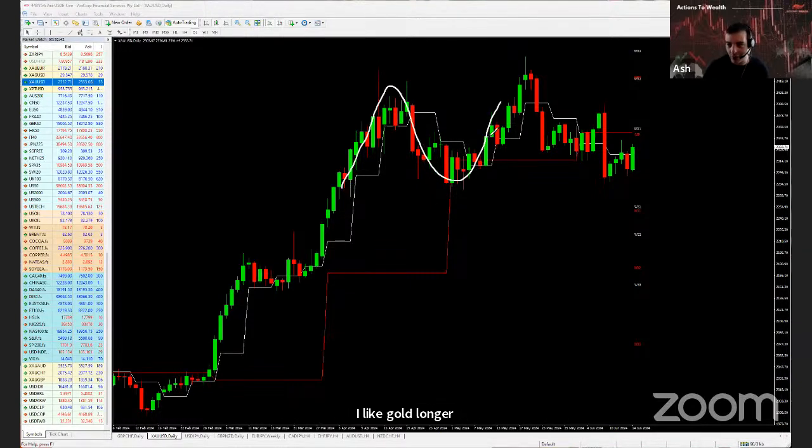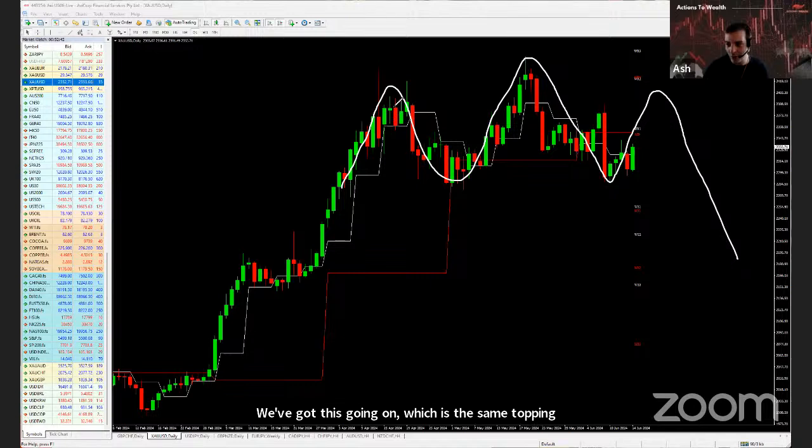We've got this going on, which is this M topping pattern. So that suggests that we might well be seeing one more rise with gold, maybe to this point here. Maybe it comes up here and starts to fail instead. But one more rise would actually create a head and shoulders pattern as well.